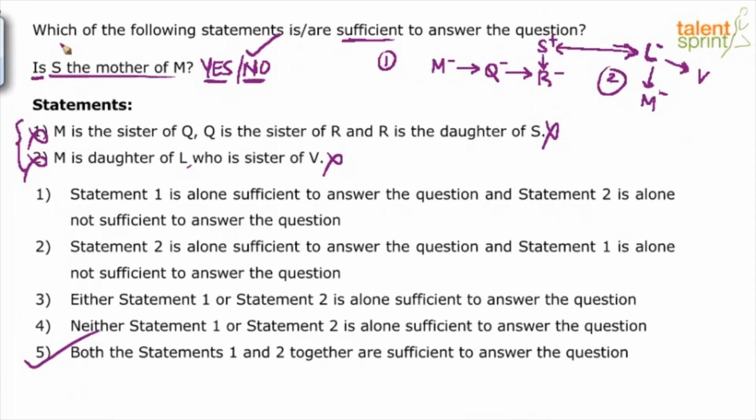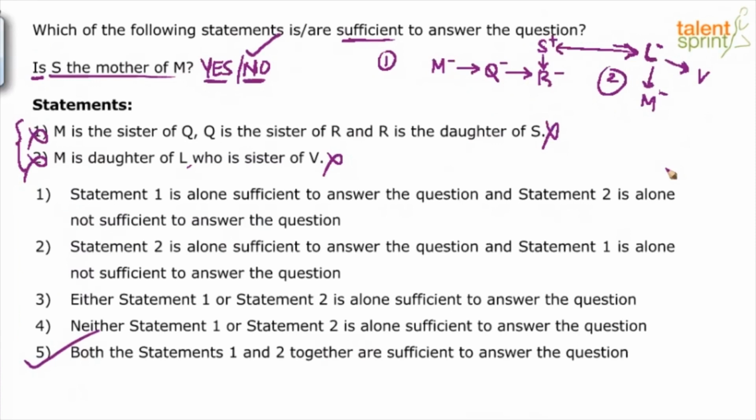I think still Vandana and Arshdeep have mentioned the answer as option 4. Answer is not option 4. Answer is option 5. Saurabh Singh says, but sir, statement 2 alone is sufficient. How is statement 2 alone sufficient, Saurabh? Tell me, how do you say statement 2 is sufficient? From statement 2, I don't know anything about S. What I only know is that M is the daughter of L, L is the sister of V. The question is asking, is S the mother of M? My answer will be, I don't know. From the given data, I don't know. So you would say, because L is the mother of M, S is not the mother of M.